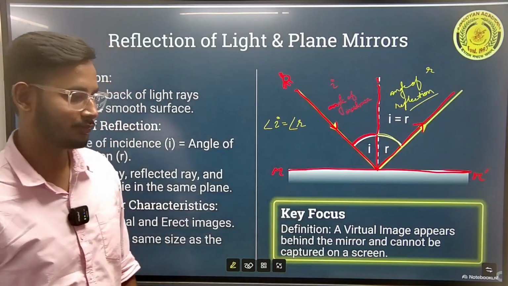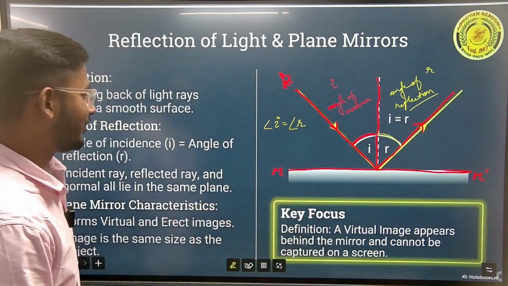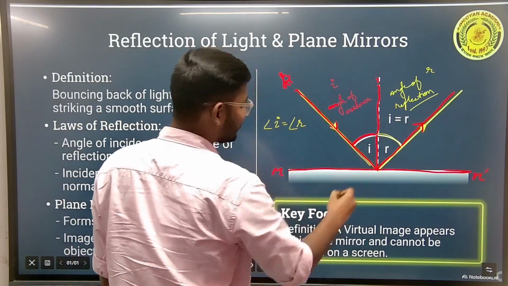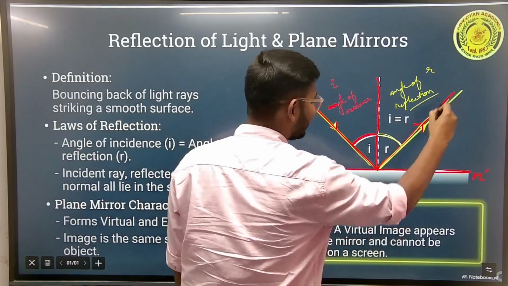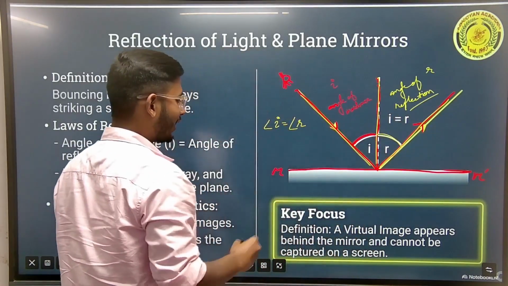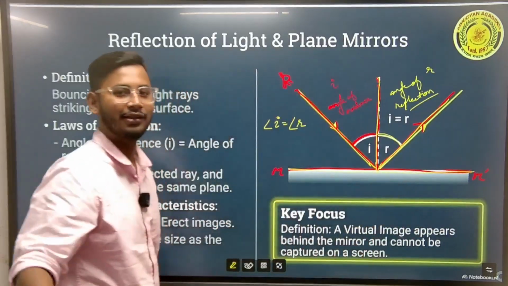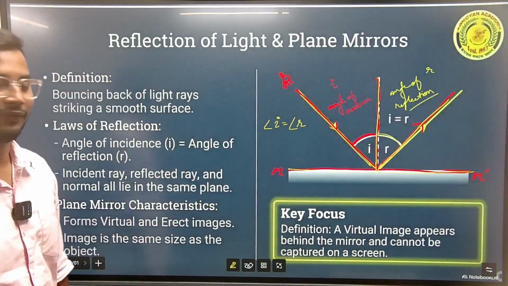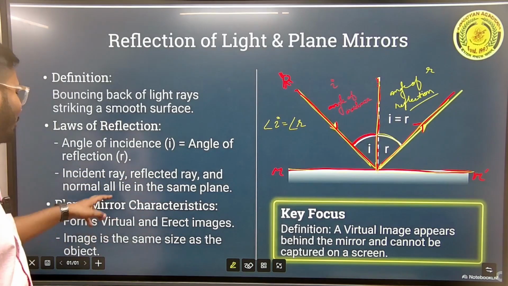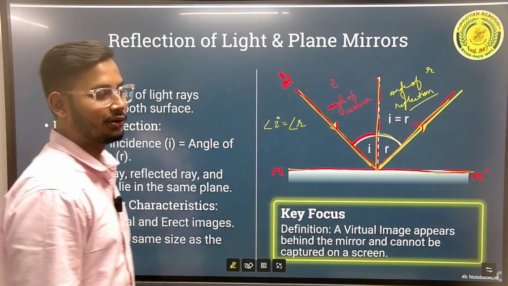This is the first law, and the second law is that the incident ray, the reflected ray, and the normal to the surface always lie in the same plane. This is the second law of reflection. It has been written here: incident ray, reflected ray, and normal all lie in the same plane.